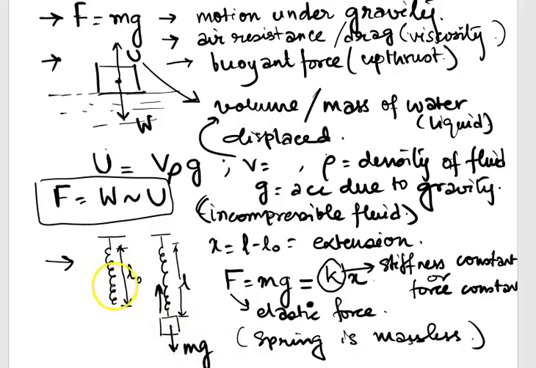Otherwise, the problem is, if the mass of the spring is not negligible, that means it is already extended under its own weight, because the weight of the spring will also act downwards like this. But we consider this to be negligible, and only this to be sufficient or considerable enough to cause a change in the shape.